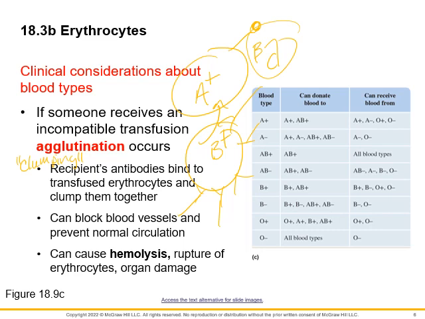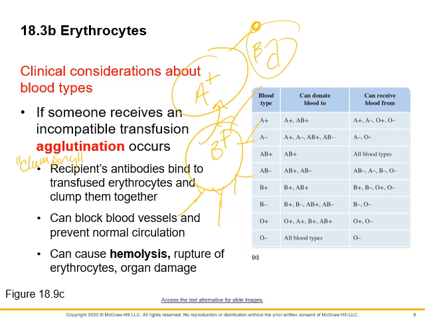So clumping is fine. The recipient, the person receiving the blood, their antibodies are going to bind to the erythrocytes that they were given, the transfused ones, and cause them all to clump together. Imagine, thick blood we talked about isn't good for you. So imagine now that you've got a whole clump of red blood cells with antibodies, all clumping together. That could block blood vessels, prevent normal circulation, right? Cause blood pressure issues. Eventually it's going to cause hemolysis.